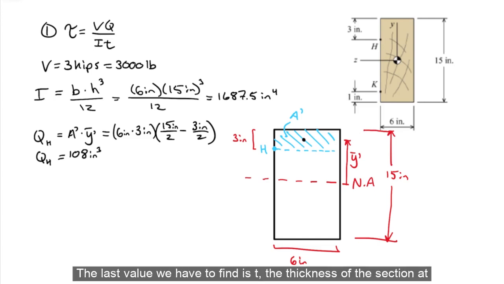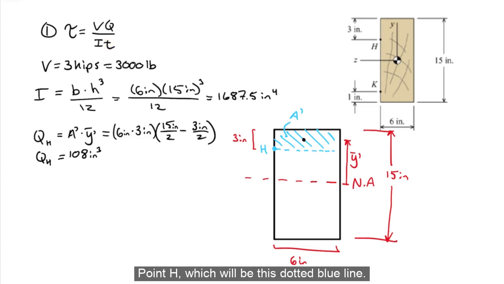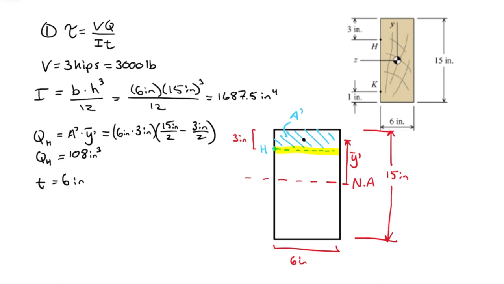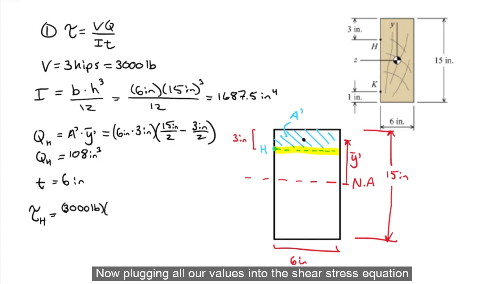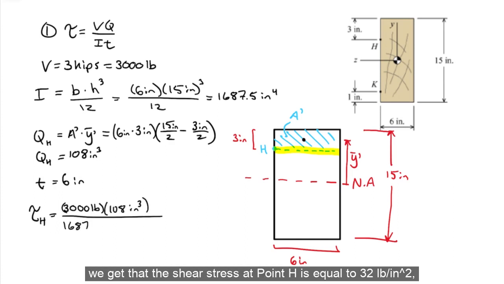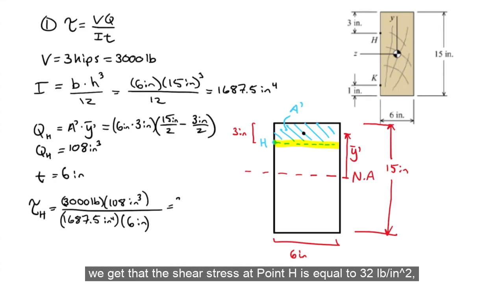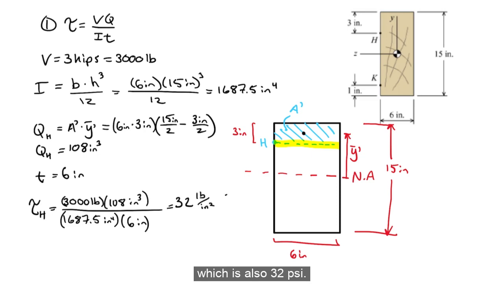The last value we have to find is T, the thickness of the section at point H, which will be this dotted blue line. So the thickness will simply be 6 inches. Now plugging all our values into the shear stress equation, we get that the shear stress at point H is equal to 32 pounds per inch squared, which is also 32 psi.